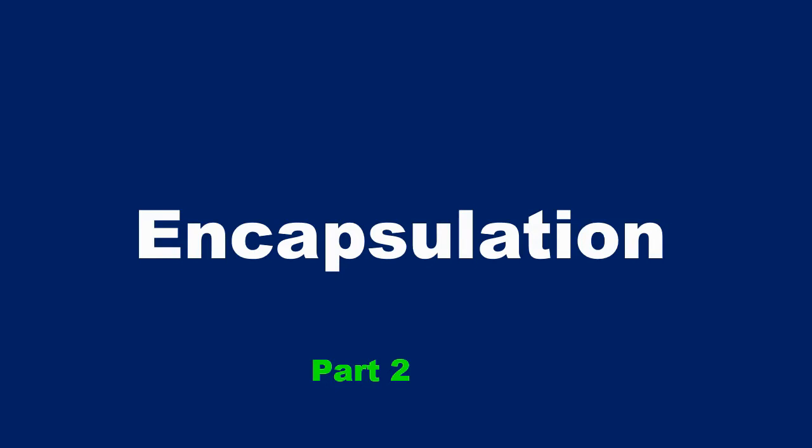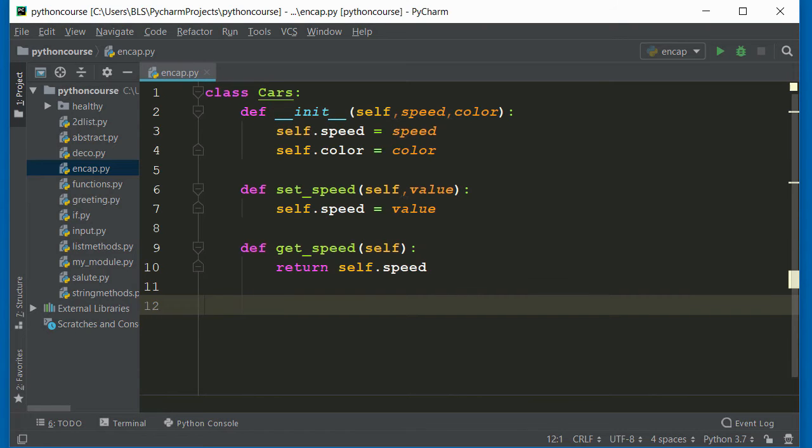Hello and welcome to part 2 of the encapsulation video. In part 1 of the encapsulation video, we created a class that has 3 methods. So what I'm going to do now is instantiate the class. So I'm going to create 3 objects from this class.